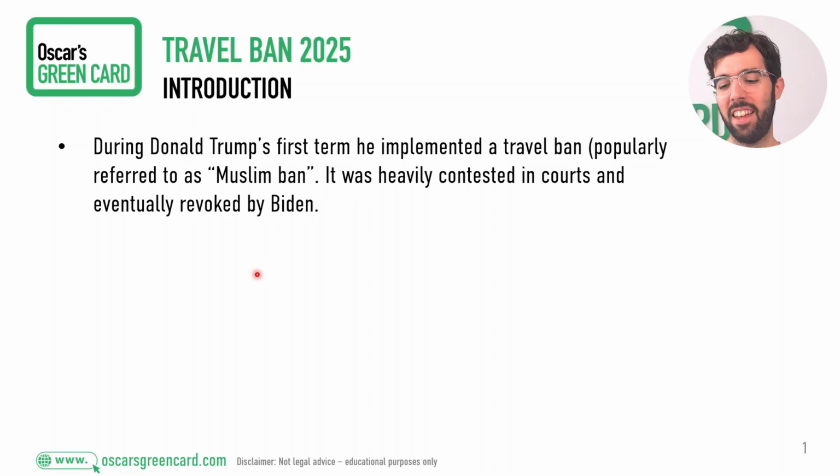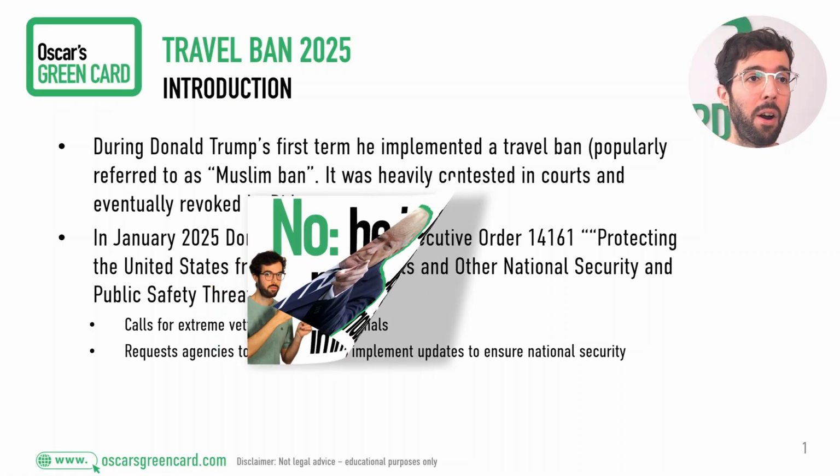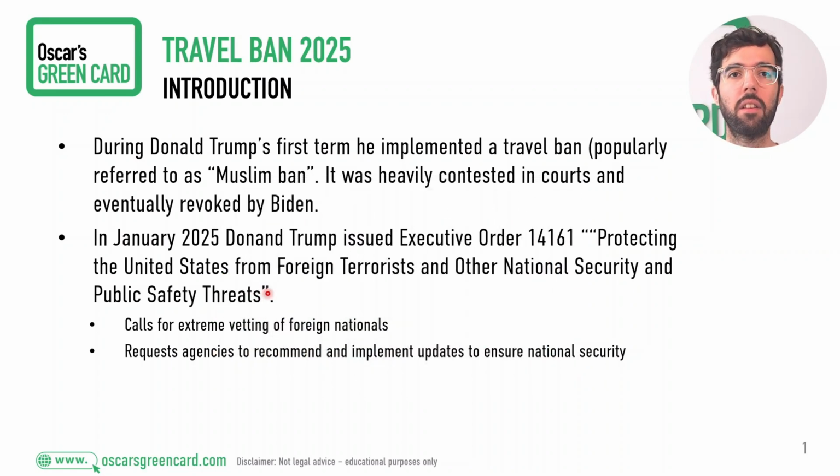But now Trump is again in the White House and he has more plans for more restrictions to immigrants, like we discussed in our latest video, where I went over different measures that Donald Trump is taking against legal immigrants. So in January, he issued this executive order 14161, protecting the US from foreign terrorists and other national security and public safety threats. We discussed it in one or two videos because it calls for what they call extreme vetting of foreign nationals, and it requested different agencies to recommend and implement updates to ensure national security.